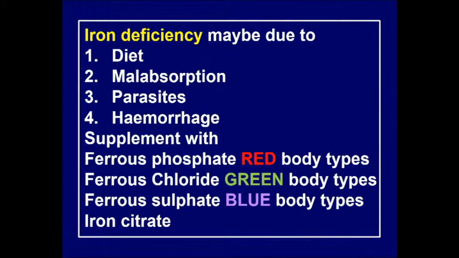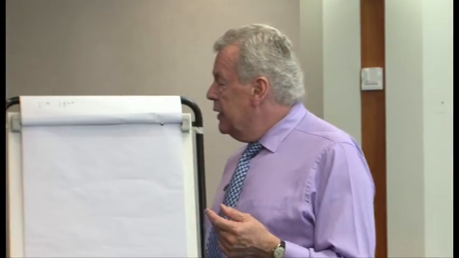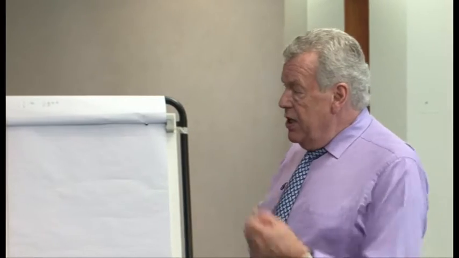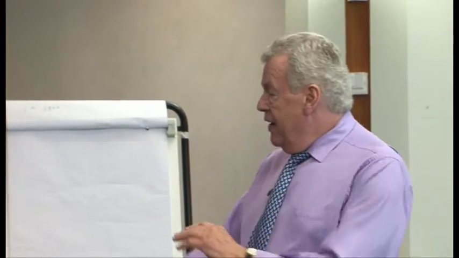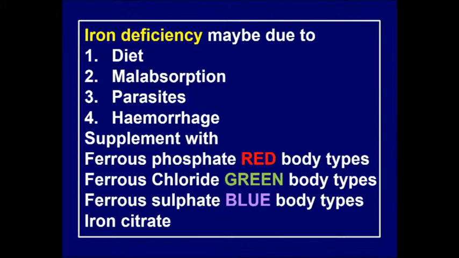So supplement with the different types of iron. We do iron chloride, iron sulfate, and iron phosphate. These certainly work well for the red, green, and blue body types. We've recently introduced iron citrate as well, which is a good form. So sometimes the citrate will work well where the other three won't. But again, iron, like zinc, you have to test different types to be sure that the person is okay with iron.